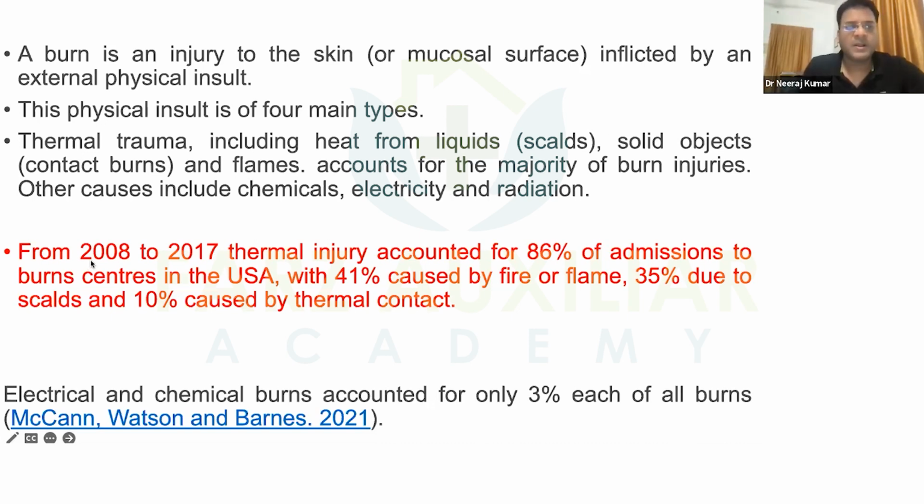But the important thing is, from 2008 to 2017, thermal injury accounted for 86% of the admissions to burn centers in the USA, and 41% was caused by fire or flame, 35% due to scalds, and 10% due to thermal contact. My main aim in writing this epidemiological data is so that you do not get confused in the exam about which is the most common cause of burn, which is the most common type of burn. It is thermal injury, which constitutes around 86% of admissions. Even electrical and chemical burns constitute only 3% of burns. That's why they are less important.